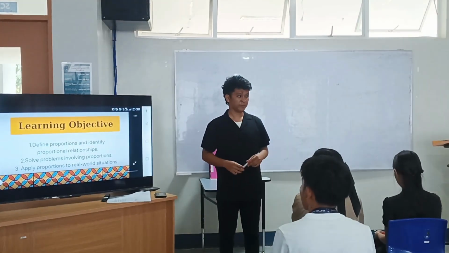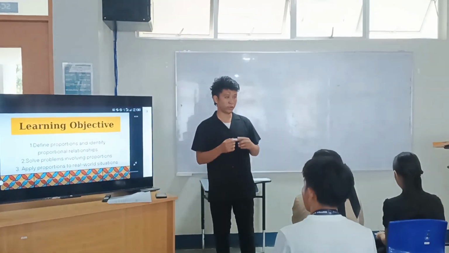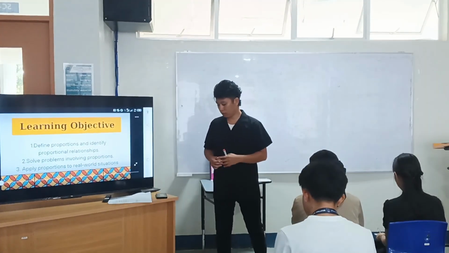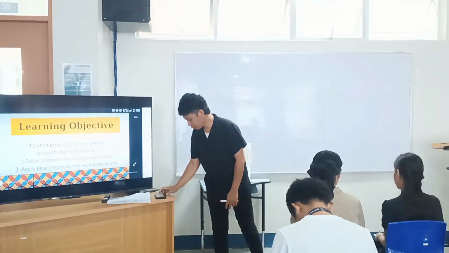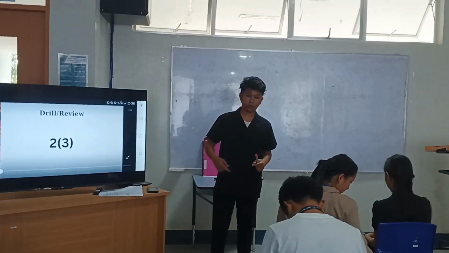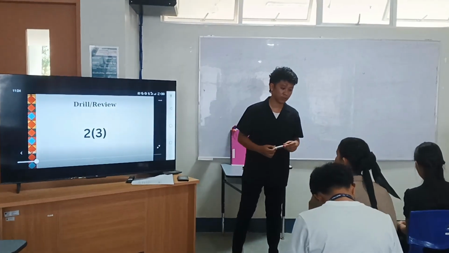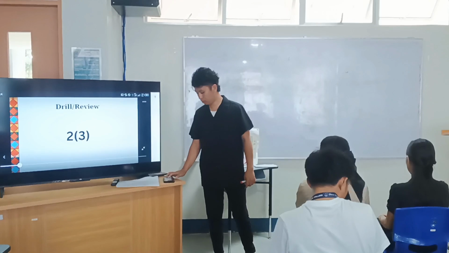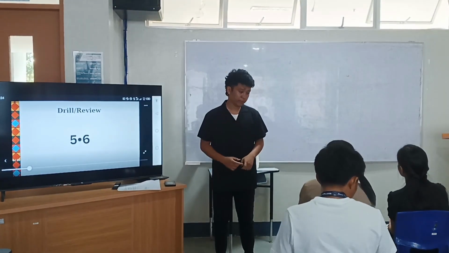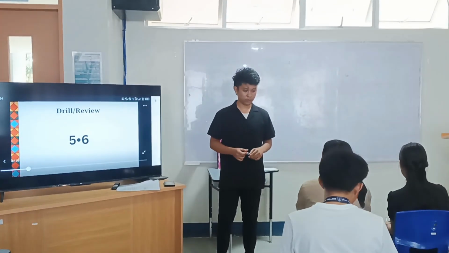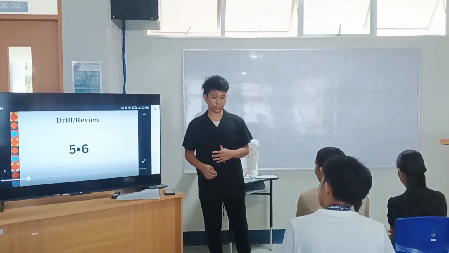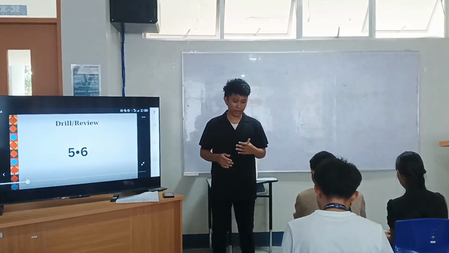And then I have here a review of your previous lesson in elementary. Okay. So 2 times 3. What is the answer of 2 times 3? 6. That's correct. Next, 5 times 6. 30. So you have mastery in multiplication, in multiplying numbers.